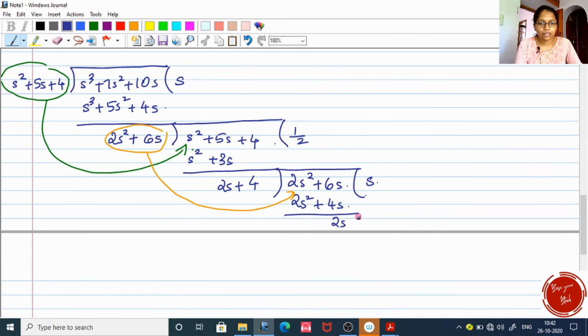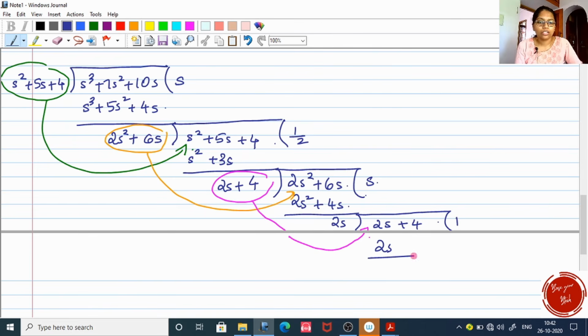Next, what to take? If the remainder is ready, then the next step is taking this previous divisor over to here. Draw the curve. 2s plus 4. Okay. First term, 2s by 2s is 1. 1 into 2s, 2s. Subtract it. 4 minus 0, 4. Now the remainder is ready.